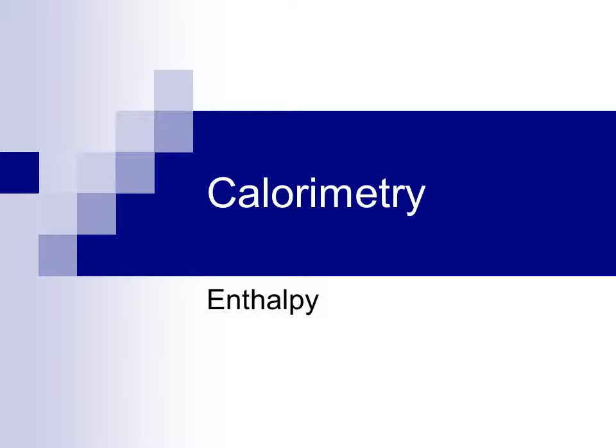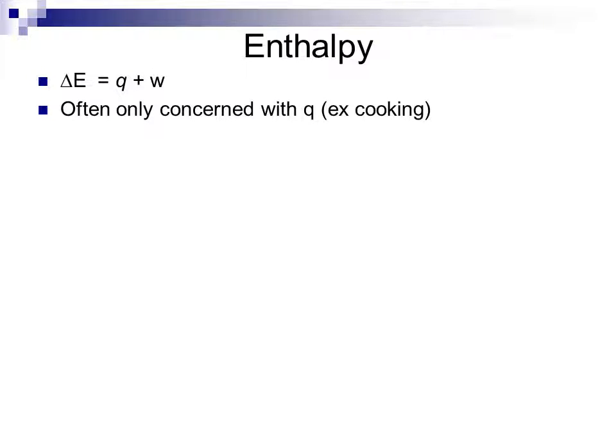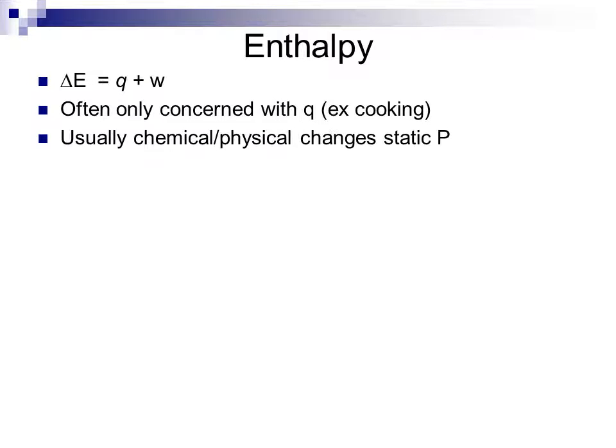Calorimetry Part 2, Enthalpy. Enthalpy is related to internal energy. If internal energy is heat plus work, we are often only concerned with the heat aspect. For example, if I'm cooking something with, say, natural gas, I'm not really concerned about the work energy being done by the natural gas, by the expansion. I'm really only concerned with the heat that's produced.